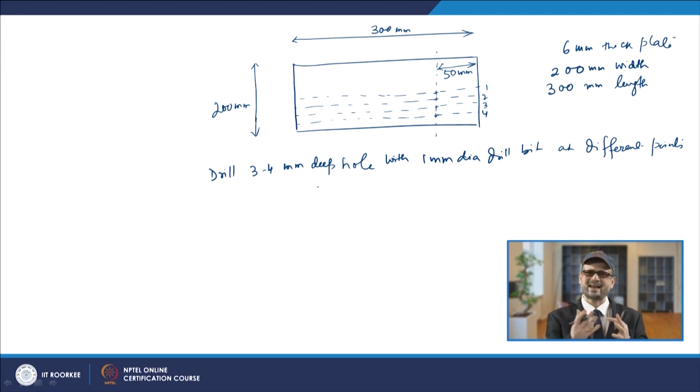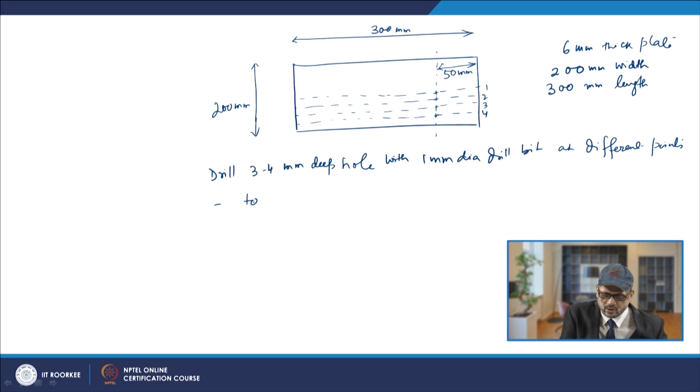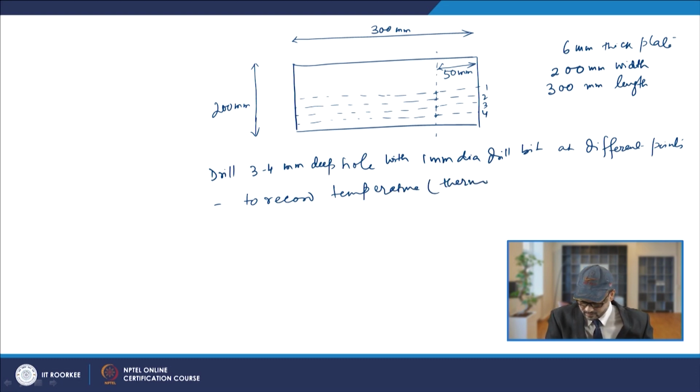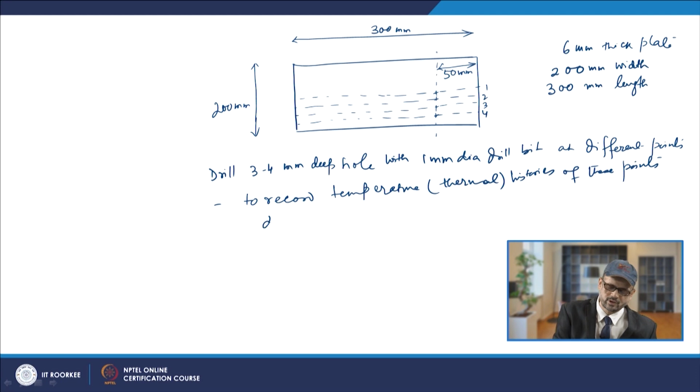The other end of the thermocouple will be attached to the temperature recorder, so that when you are doing the welding you are able to record the temperature histories. Basically your purpose is to record the temperature history, or thermal histories, of these points during welding.